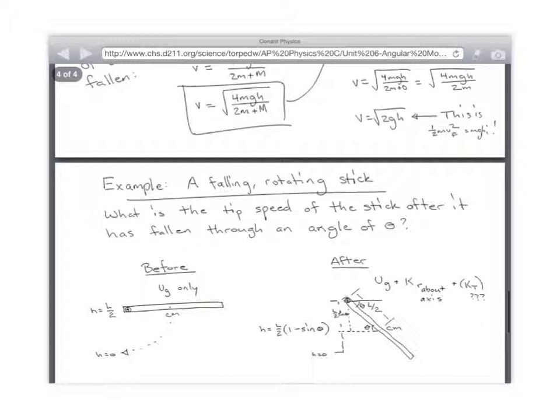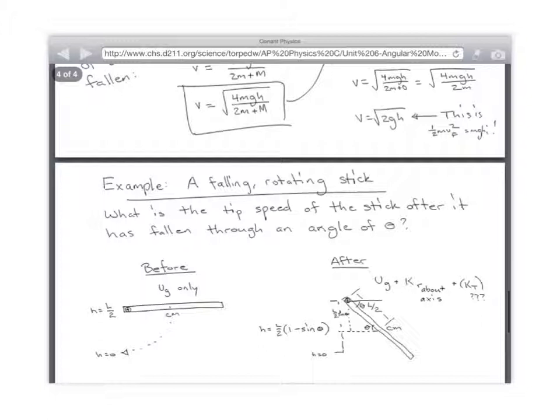Wait, hold on. Let me say that again. What do you mean, how fast it's going when it gets to the bottom? How fast is the center of mass moving? That's one question. How fast is a point on the edge, how fast is the tip moving? That's a different question. Or what's the other question we could ask? How fast is it rotating? What's the angular velocity? So those are three different questions. Which one do we want to ask?